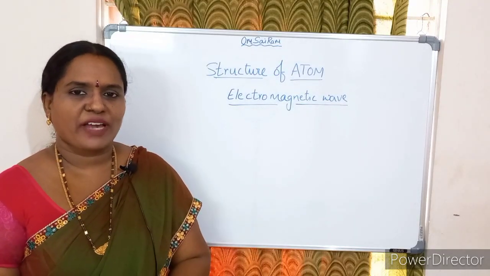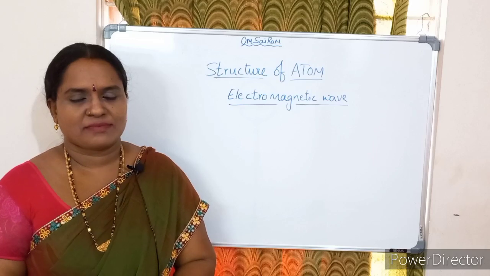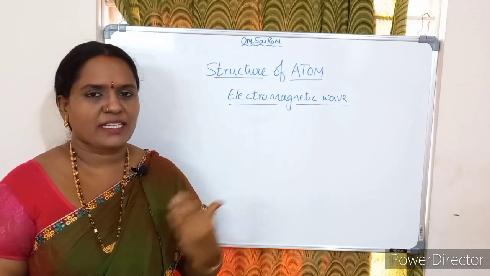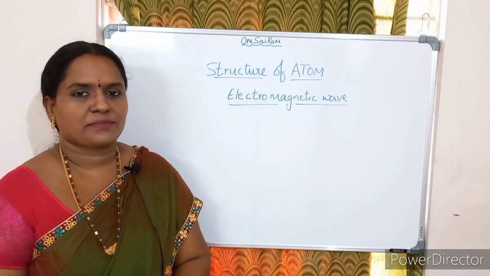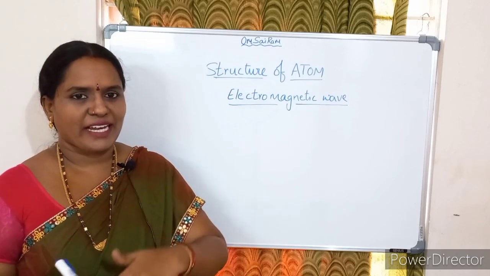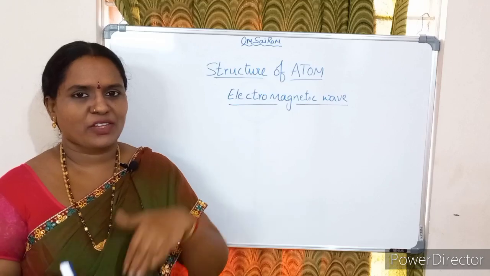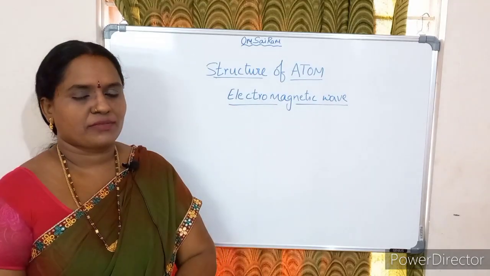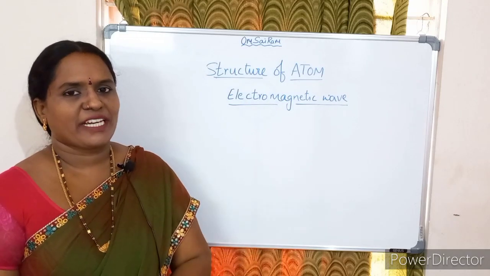What is an electromagnetic wave? Light is an example of electromagnetic wave. We are getting the light from the sun, natural light. That is a wave. Light travels from the sun to the earth in the form of a wave. That wave is called an electromagnetic wave. How is the wave created?